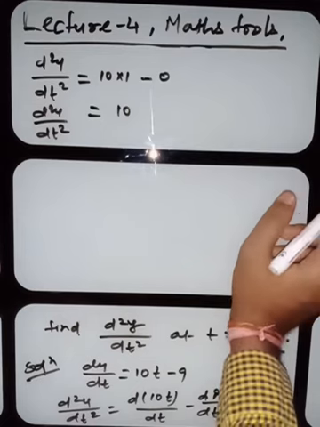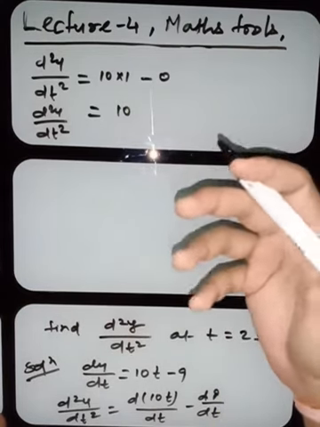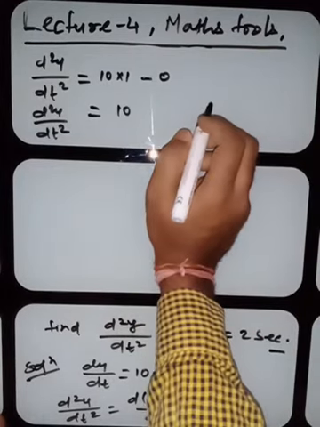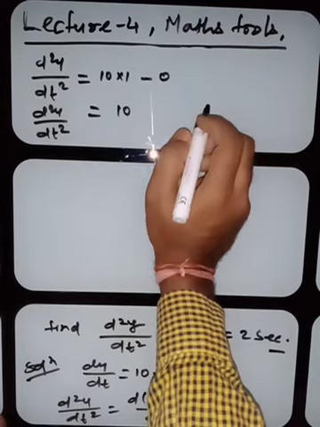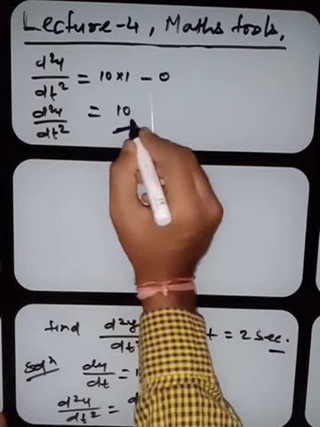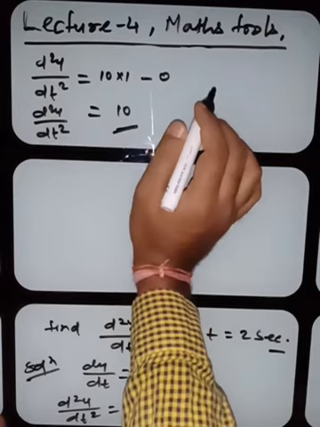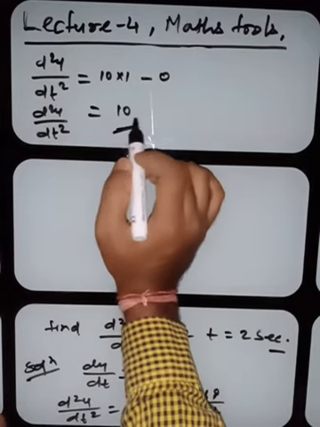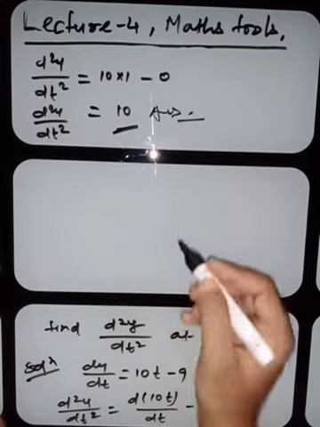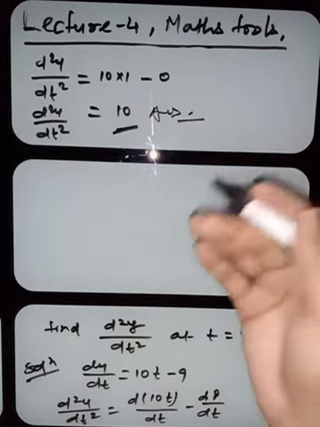Now my dear students, you were asked to find d2y by dt square at t equals 2 seconds. The answer is, whatever may be the value of t, 0 second, 2 second, 1 second, the value of d2y by dt square is not going to change. So this is the value of d2y by dt square for all time. It means this is constant. It is not going to change with time. And this will be your answer, even at t equals 2 seconds, 5 seconds, whatever it may be. My dear students, I hope you got this one.